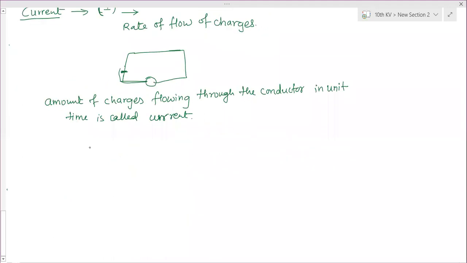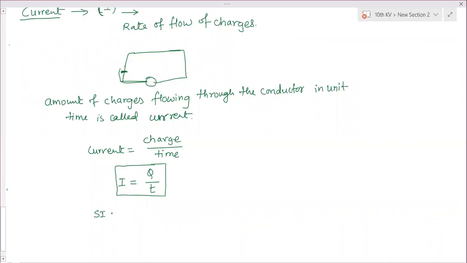I will tell you one example of that. Current calculation is done in terms of charge per time. That means charge divided by time is the formula for current. The current symbol is I, charge symbol is Q, and time symbol is T. So I is equal to Q by T is the formula for current.